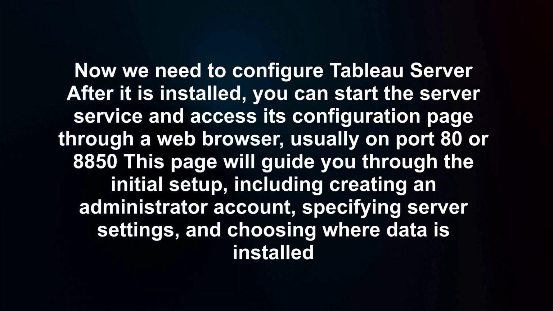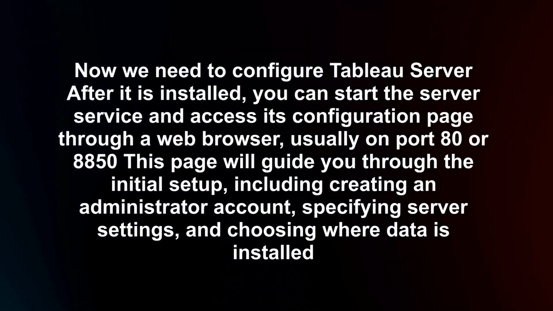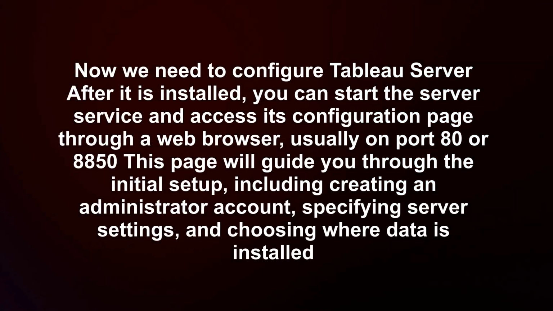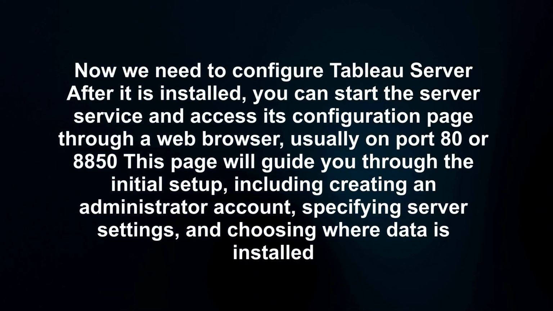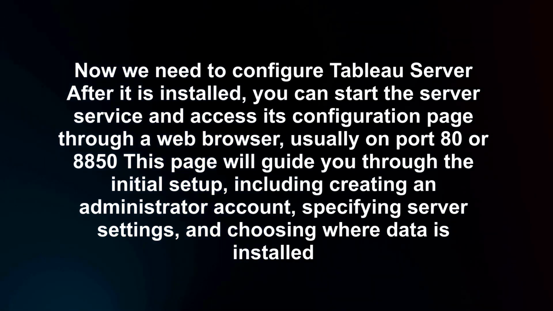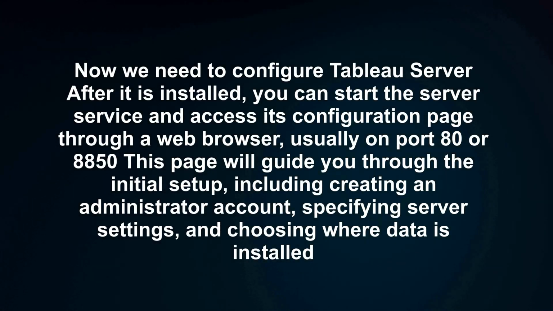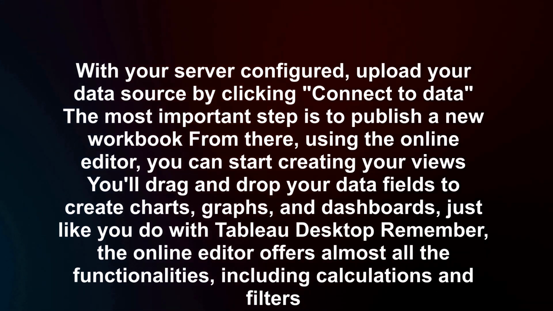Now we need to configure Tableau Server. After it is installed, you can start the server service and access its configuration page through a web browser, usually on port 80 or 8850. This page will guide you through the initial setup, including creating an administrator account, specifying server settings, and choosing where data is installed. With your server configured, upload your data source by clicking Connect to Data.